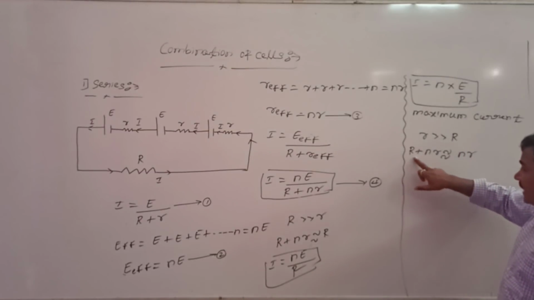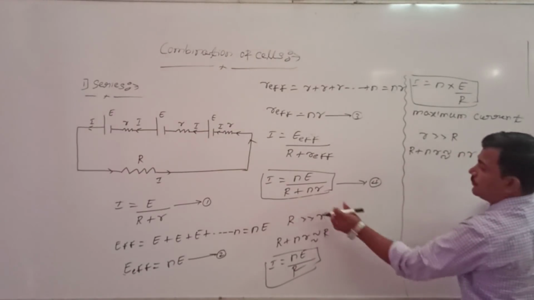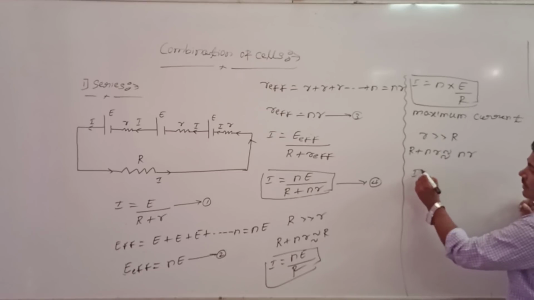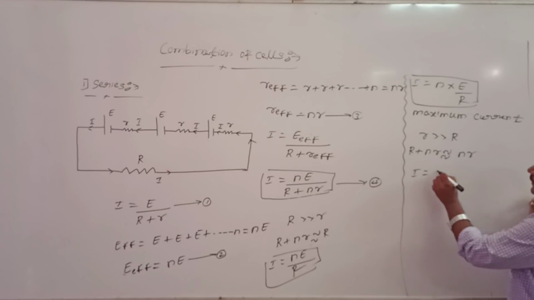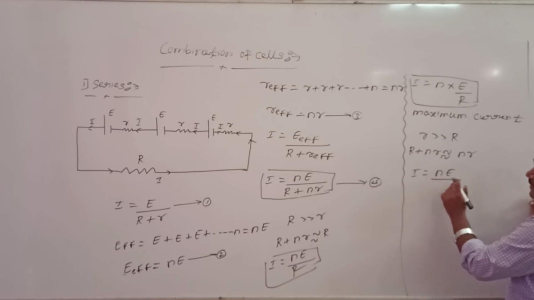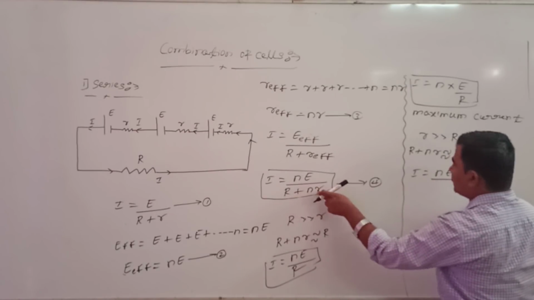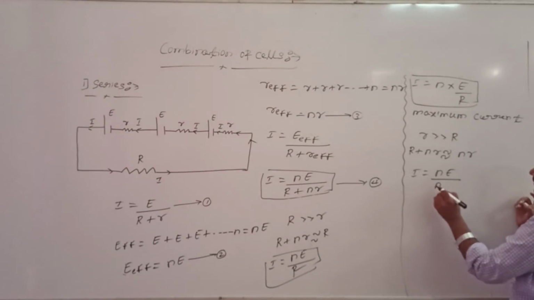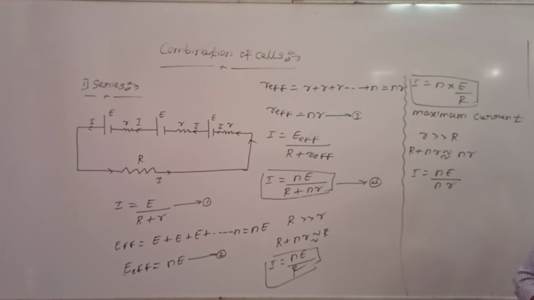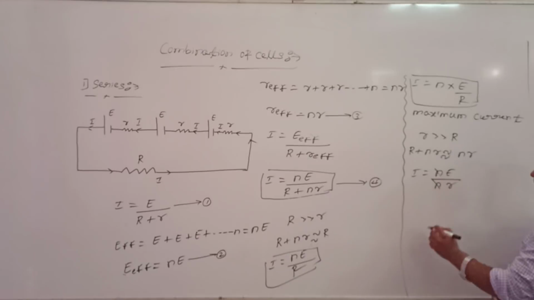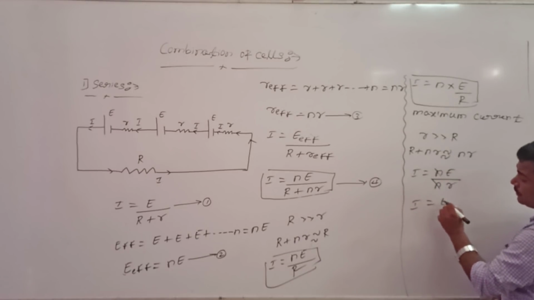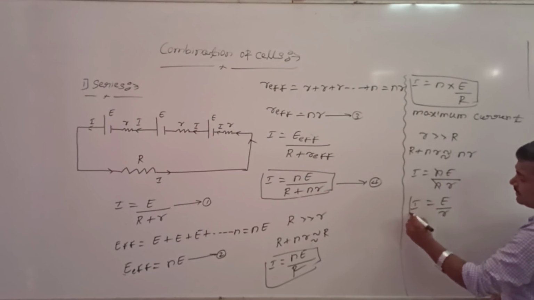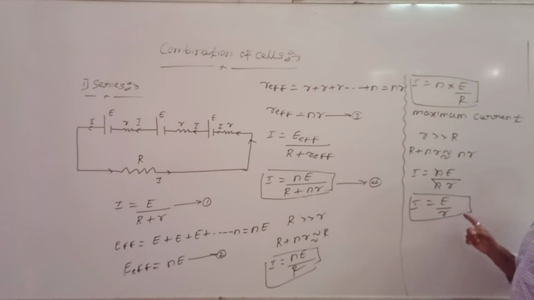If capital R is neglected, then what about equation 4? Look at equation 4. I equal to n into E divided by capital R plus n into small r, which is nearly equal to n into small r, because capital R is neglected. Right? Then n gets cancelled. Then I equal to capital E divided by small r. What is capital E?